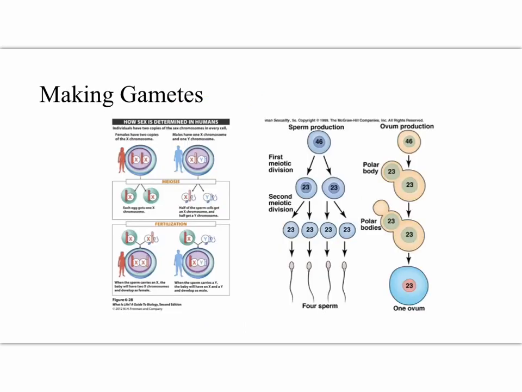There are differences in the process of meiosis for males and females as well. For males, during meiosis, there are equal divisions of the cytoplasm and DNA, resulting in 4 small sperm cells.